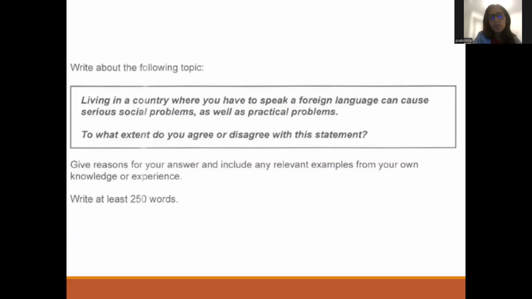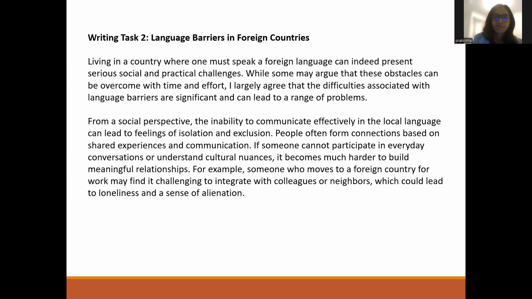So again, here you have to talk about a country where you have to speak foreign languages, right? It can cause social problems. It can cause practical problems. You have to mention both. And it's asking to what extent do you agree or disagree? So you have to choose only one. Give relevant examples as well from your own knowledge or experience.